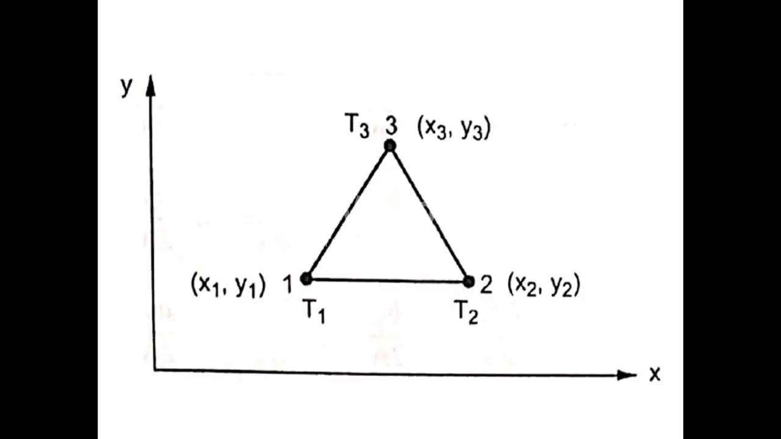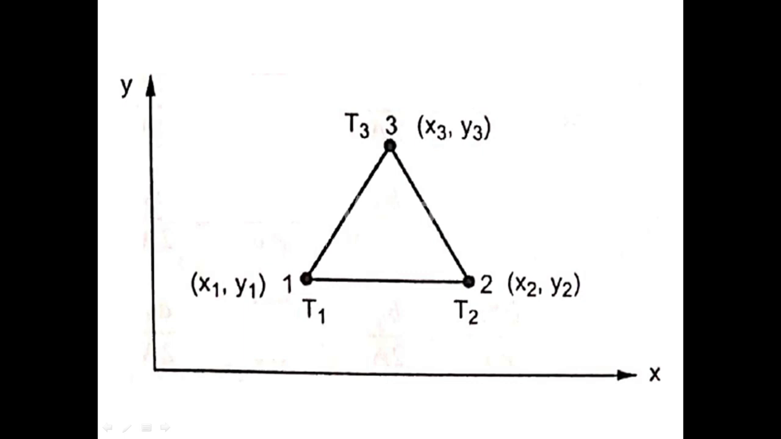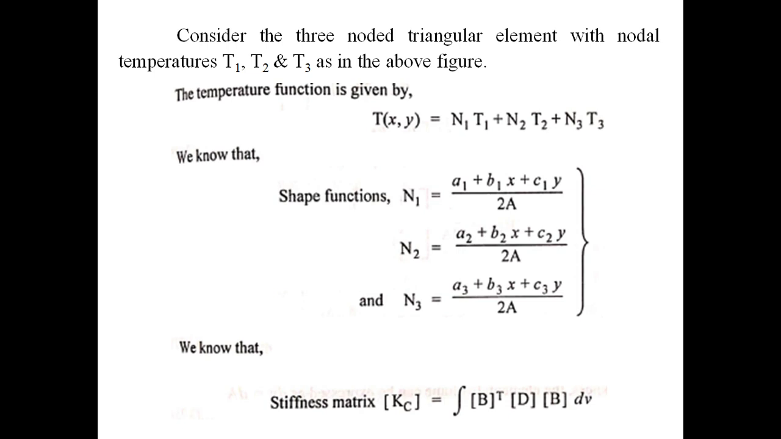As usual, in the xy coordinate, we have the triangle with nodes 1, 2, 3 and their respective coordinates x1, y1, x2, y2, x3, y3, and the temperature T1 at node 1, T2 at node 2, and T3 at node 3. Consider the three-noded triangular element with the nodal temperatures T1, T2, and T3. The temperature function is given by T(x, y) = N1 T1 + N2 T2 + N3 T3.